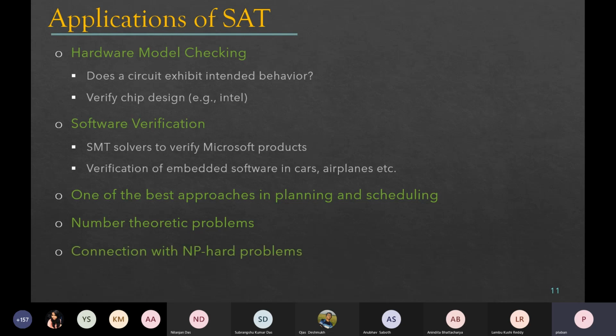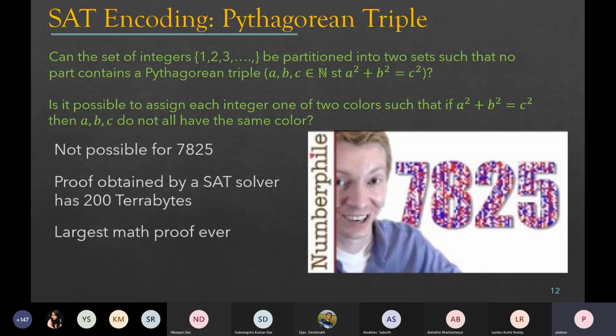And finally, it has a very close connection with NP-hard problems. So let's say you come up with a problem statement and you suspect that it belongs to the NP-hard domain. The best way to prove that is to show that this problem is equivalent to the SAT problem, and people will believe your statement that your defined problem is an NP-hard problem, right? So with this, let us talk about SAT encoding.